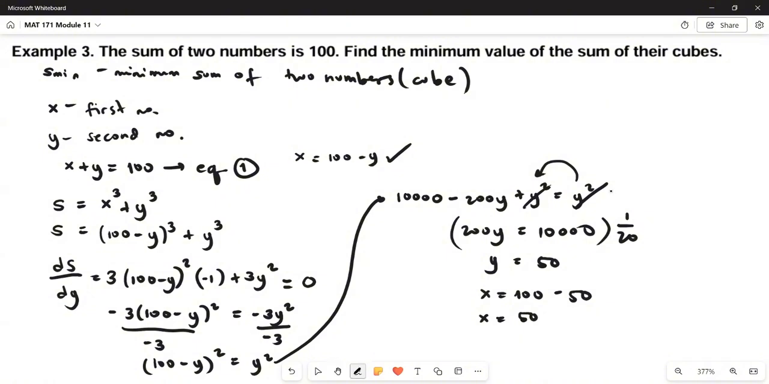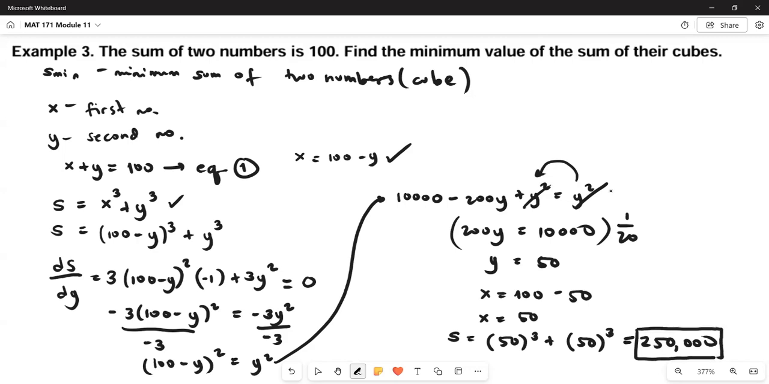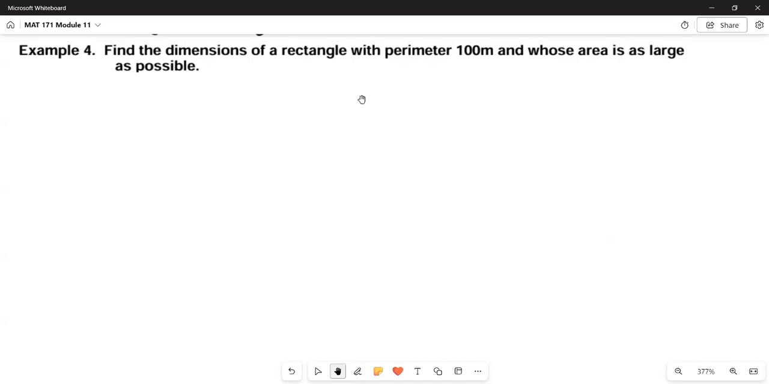So, para malaman yung minimum value ng sum of their cubes, balik tayo dun sa formula or sa equation natin kanina. So, S is equal to, yung x natin ay 50, tapos cube, plus yung y natin which is 50 din. Cube is equal to 50 cube plus 50 cube equal siya sa 250,000. So, therefore, this is the minimum value of the sum of the cubes of the two numbers. So, yun na yung final answer natin. Yung 250,000.